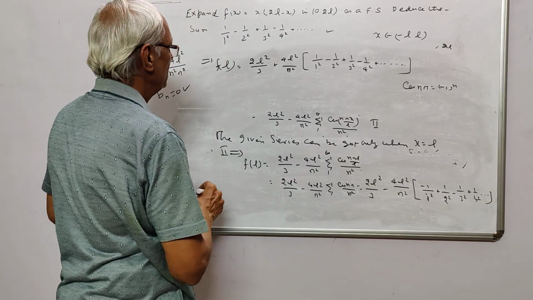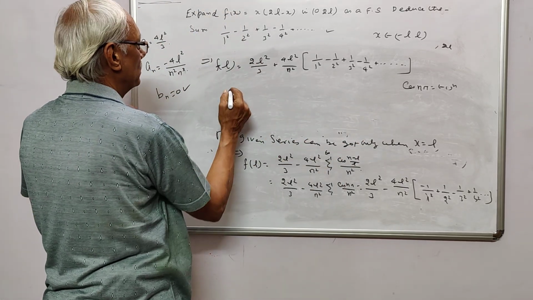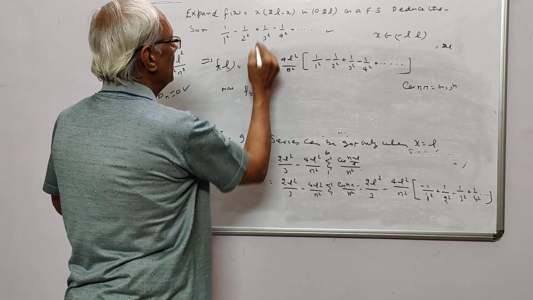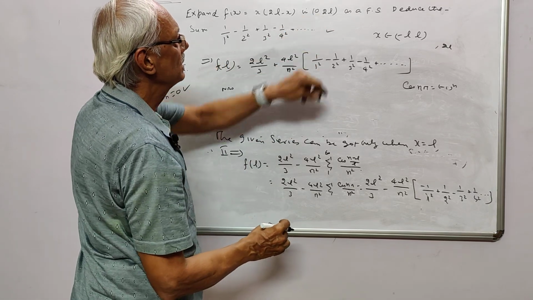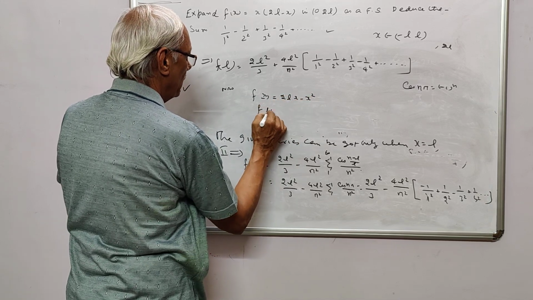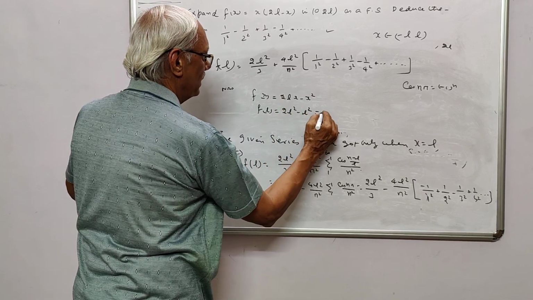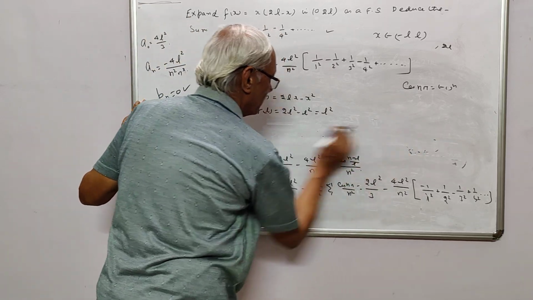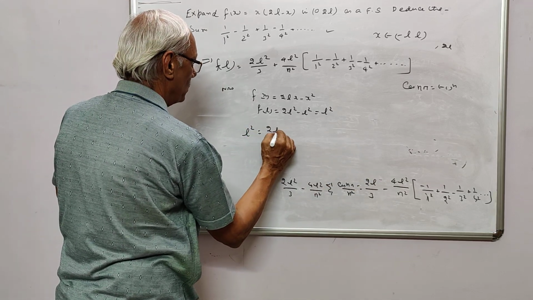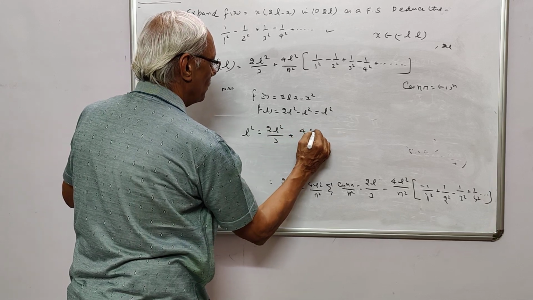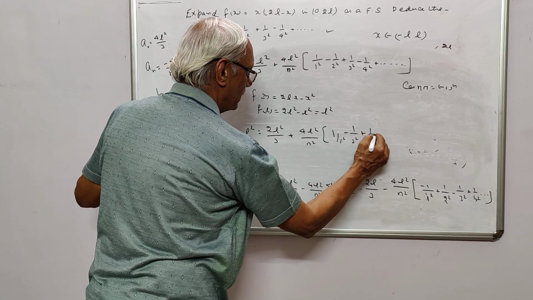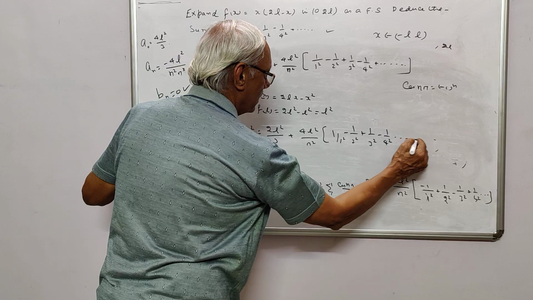Now you just find the value of this. Now f of L, what is our f of L? f of x is equal to 2Lx minus x squared, because it is continuous in this function from 0 to 2L. f of L is equal to 2L squared minus L squared, that is equal to L squared. Therefore, L squared is equal to 2L squared by 3 plus 4L squared by pi squared into 1 by 1 squared minus 1 by 2 squared plus 1 by 3 squared. This is what you get.